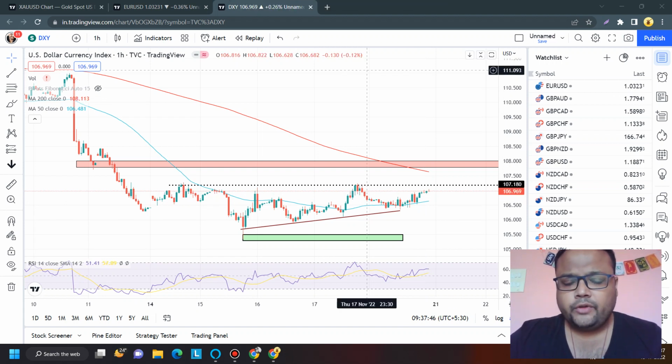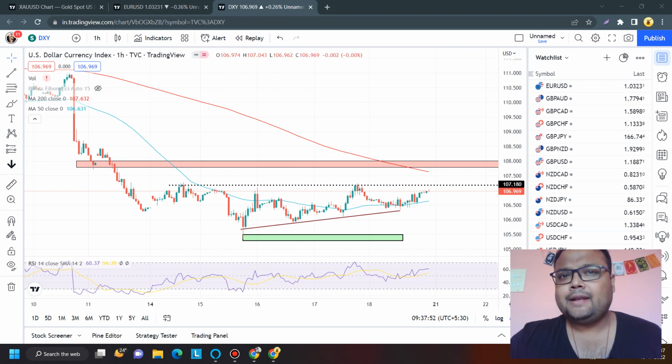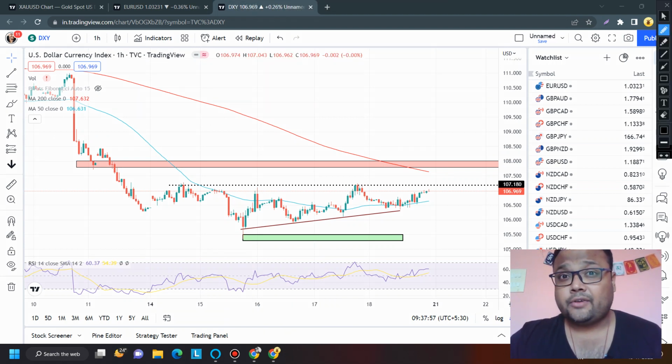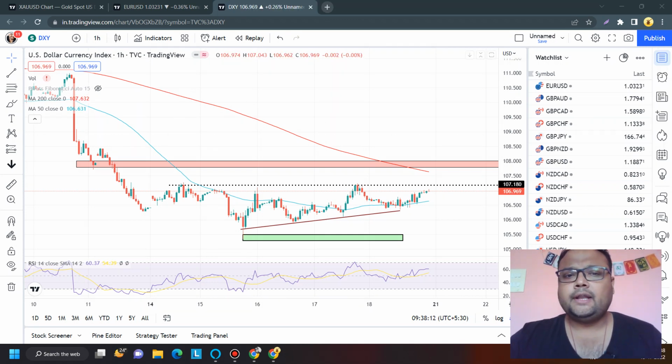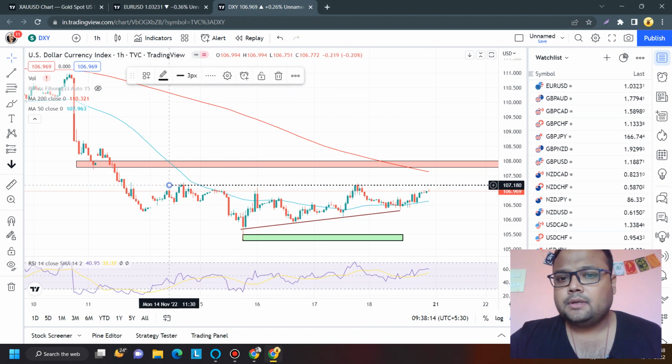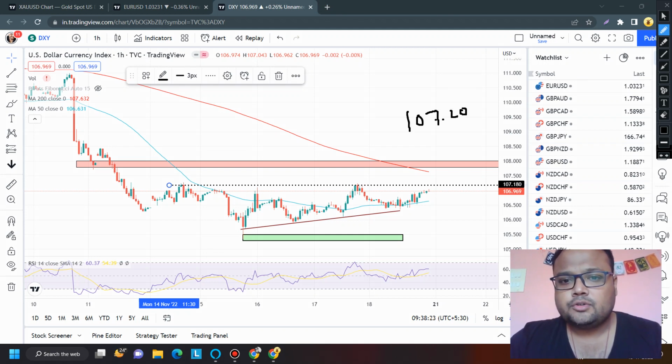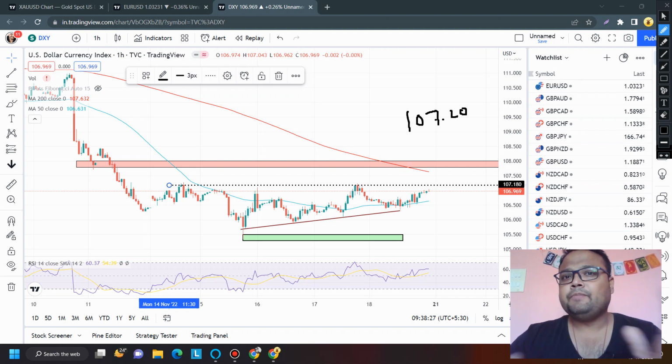The important thing that we need to focus on the chart of DXY is that it almost closed at the minor resistance here. Why minor? Because the most important resistance on the chart of DXY is around the 108 level. But due to less volatility, DXY was unable to cross the previous highs of this week around 107.20. So this was the high DXY was trying to cross, but it failed due to a less volatile situation in the market.